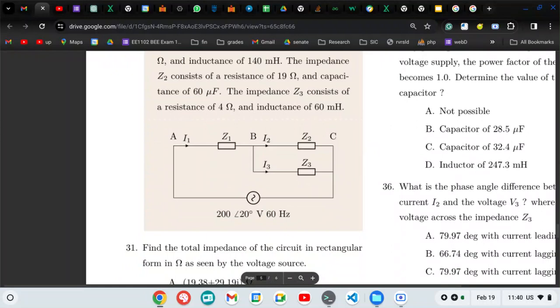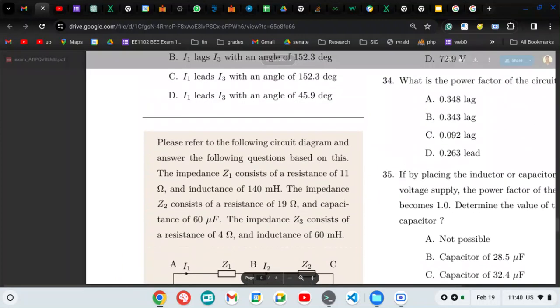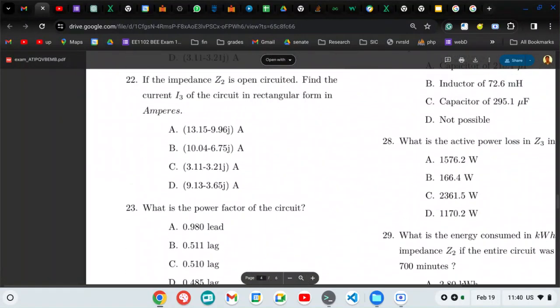Here, if I change Z3, what happens? I3 will change. Okay, but I1 is I2 plus I3. So the voltage of Z1 will change, which in turn changes the voltage of this part. Okay, so that is a connection. So that's why the two questions are like this.